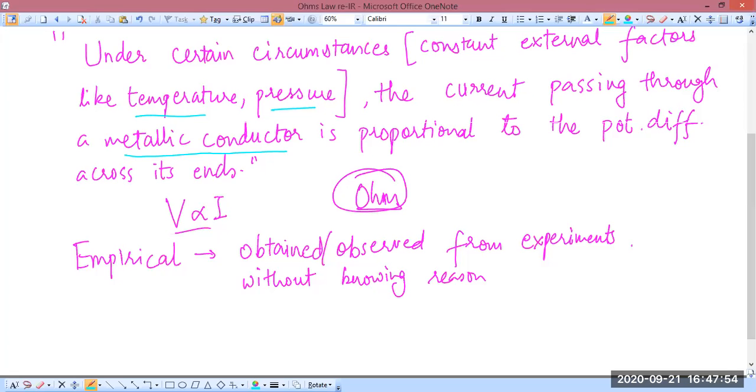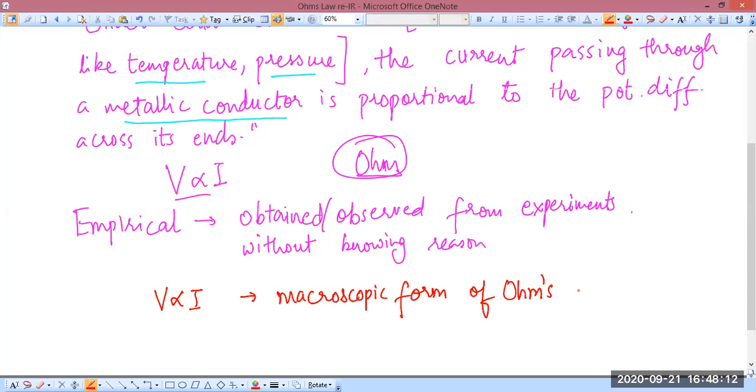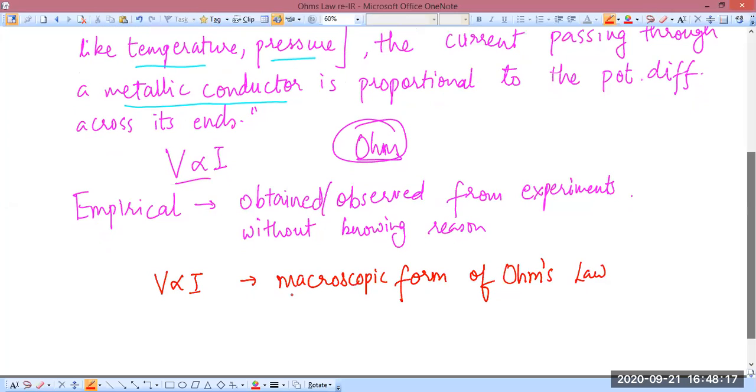Also, let me tell you this. This form, V proportional to I, we are going to call the macroscopic form of Ohm's law. All right. Why macroscopic? I'll tell you why it is called like that. Because we can measure the things given here, right? We can measure both of these things directly by using instruments.